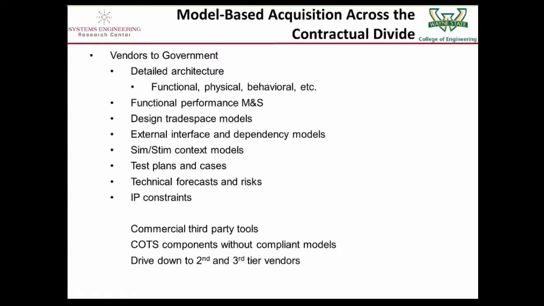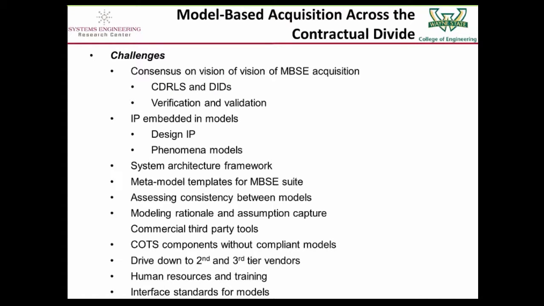On to chart 16. So some of the challenges across the contractual divide. Just consensus on what the vision of model-based systems engineering acquisition would be. What would we use for CDRLs and DIDs? There's still contracts here. CDRL, contract data requirements list, and the data item descriptions. So what should we use there in contractual language, and how do we verify and validate those CDRLs and DIDs?